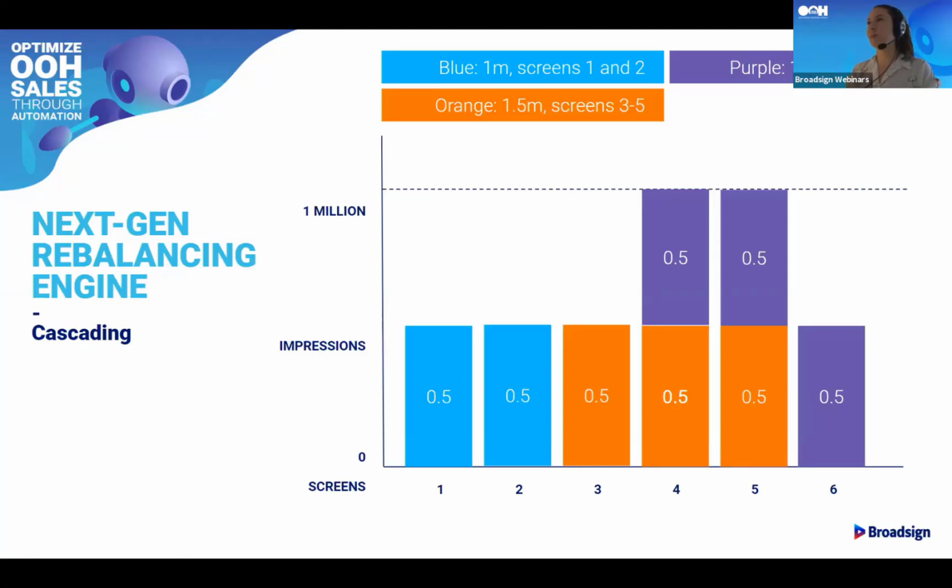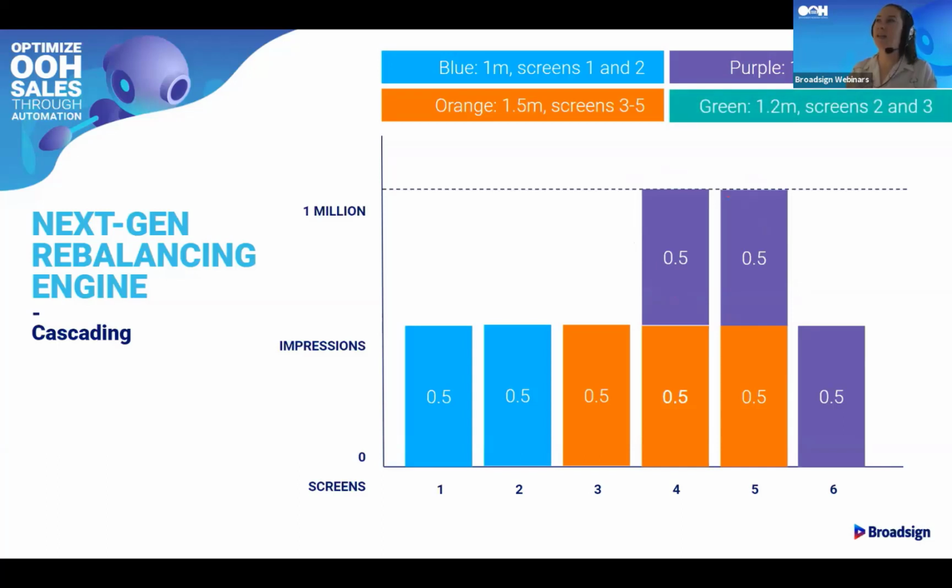Let's take this example here. So you have again campaign orange and blue with the same factors. So campaign blue is 1 million impressions on screen 1 and 2, and campaign orange is 1.5 million impressions on screen 3 to 5. You also have the purple campaign targeting 1.5 million impressions on screen 4 to 6. Here you can already see that your screen 4 and 5 are already fully booked because they are already reaching their 1 million impressions.